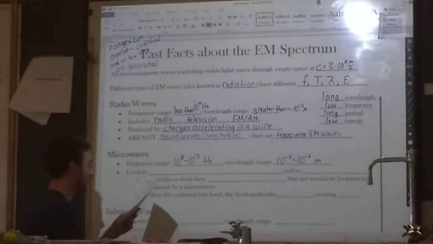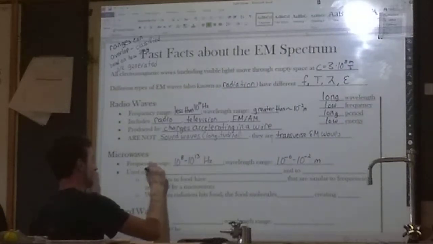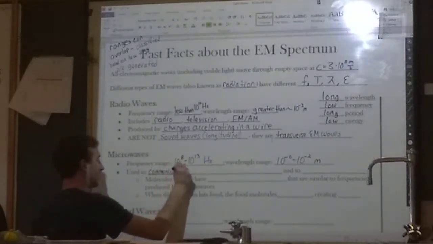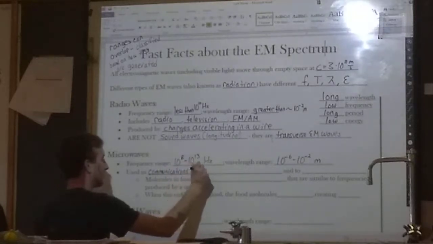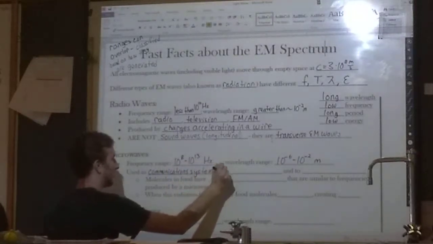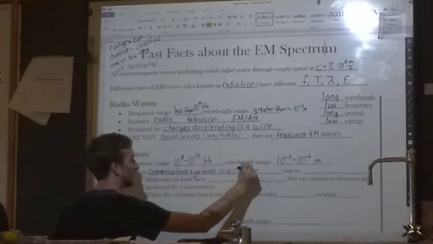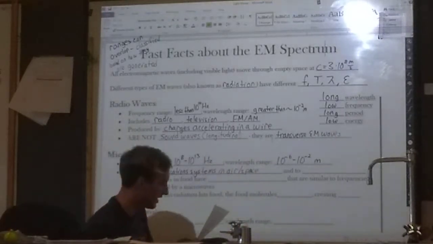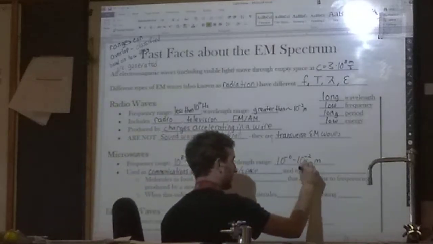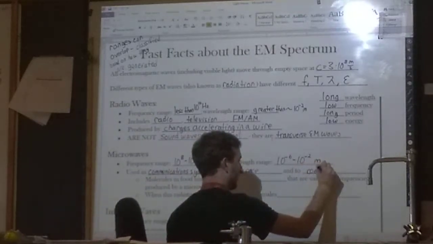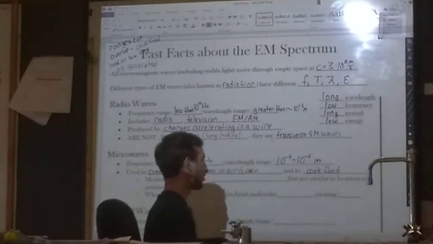We use microwaves to communicate. Okay? They're used in communication systems, in air or in space. And we also use them to cook food. That's why we have microwaves, okay?